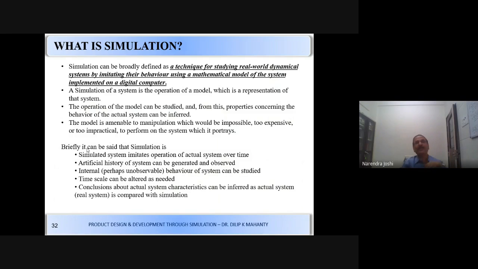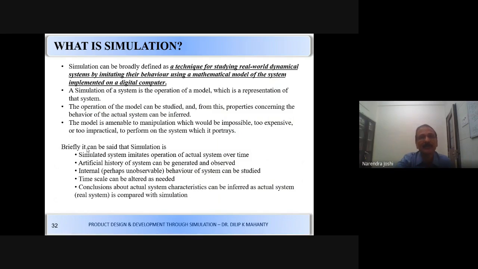To understand how I simulate, I need to understand the meaning of simulation. It's a mathematical modeling of the system, of the product we have. And as I mentioned, we have to know the input which is there in the product, the output which is intended, and the conditions under which the product will be used.